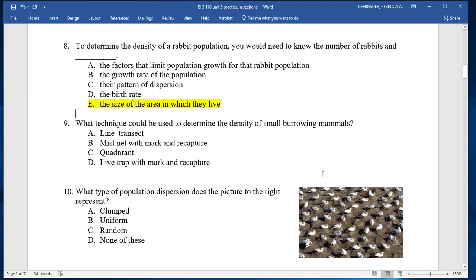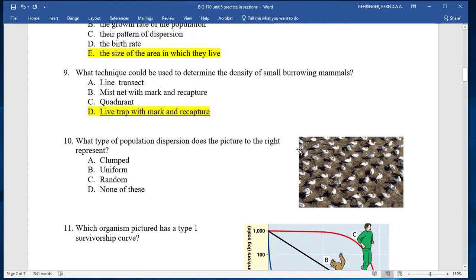What technique could be used to determine the density of small burrowing mammals? A line transect, I suppose, potentially if you happen to catch their burrows. A mist net, are we going to net things that are burrowing? Probably not as easily. Mist net would be like to catch flying mammals or birds. Quadrant, well, if they move, they won't get caught in the quadrant, so that wouldn't be a good one. But live trap with mark and recapture would be a good one for determining the density of small burrowing mammals.